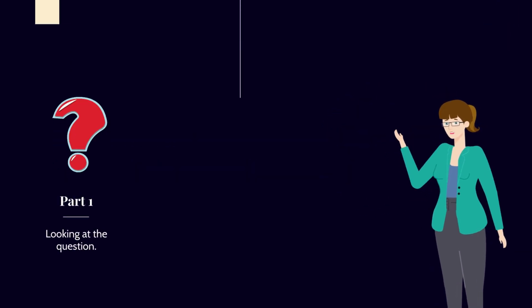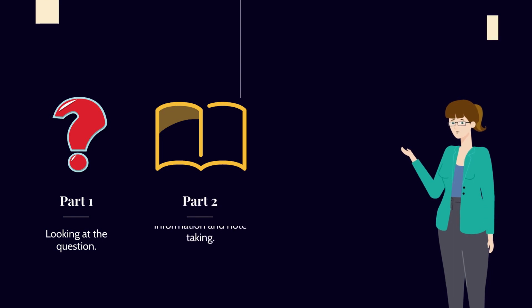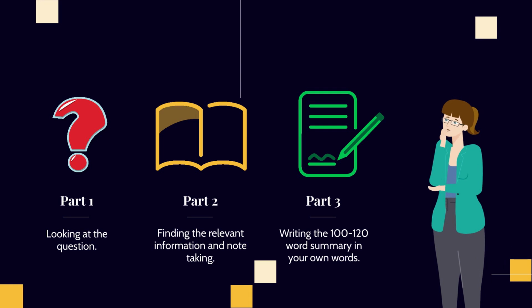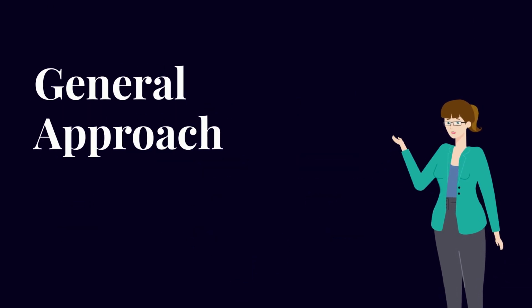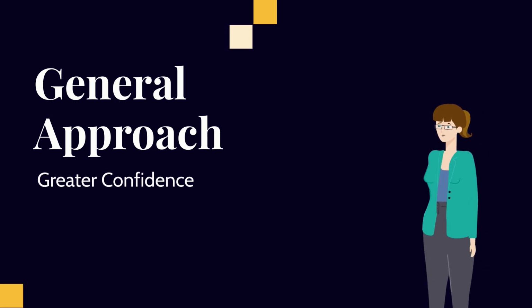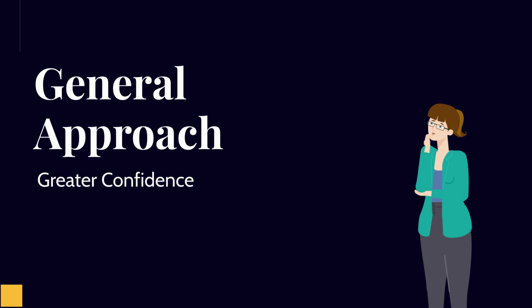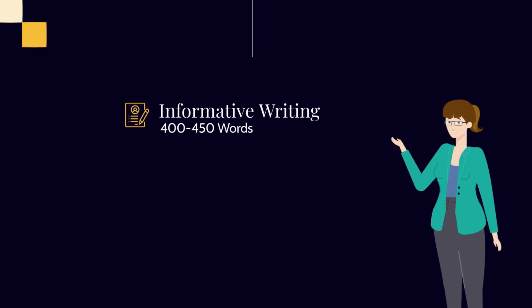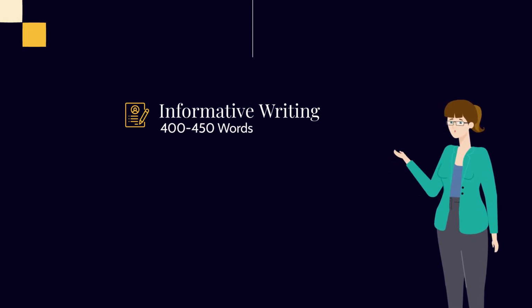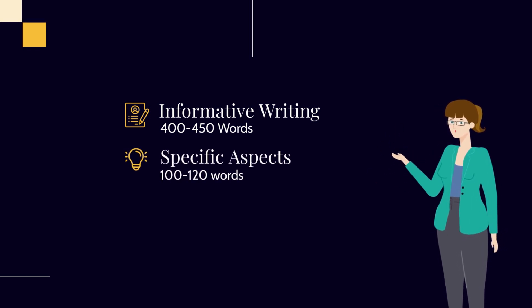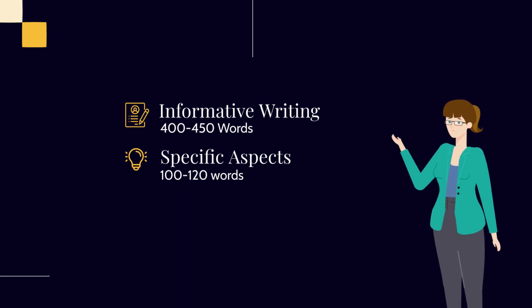This video is part 1 of a 3-part series that will walk you through the various stages. Once you are clear about the general approach, you can start writing summaries with greater confidence. In this exam, you will be given an informative piece of writing of between 400 to 450 words in length, and you will be required to write specific aspects of the text using 100 to 120 of your own words.